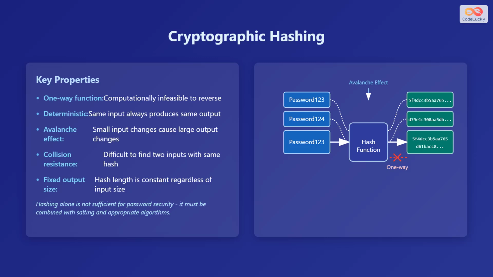The third property is avalanche effect. A small change in the input will result in a drastically different output hash. The fourth property is collision resistance. This means it should be extremely difficult to find two different inputs that produce the same hash value. The fifth property is fixed output size, meaning regardless of the input size, the hash length will always be constant. It's important to note that hashing alone is not sufficient for password security. It must be combined with salting and appropriate algorithms.